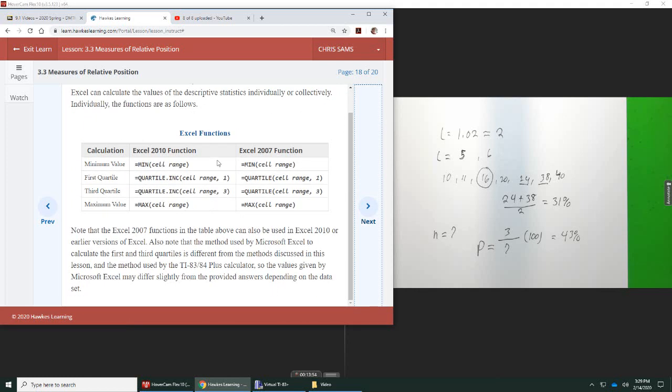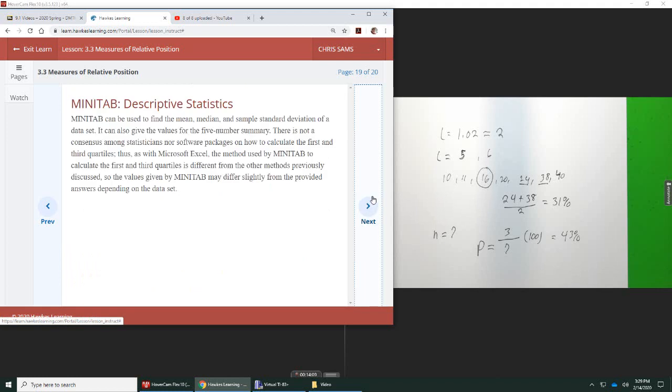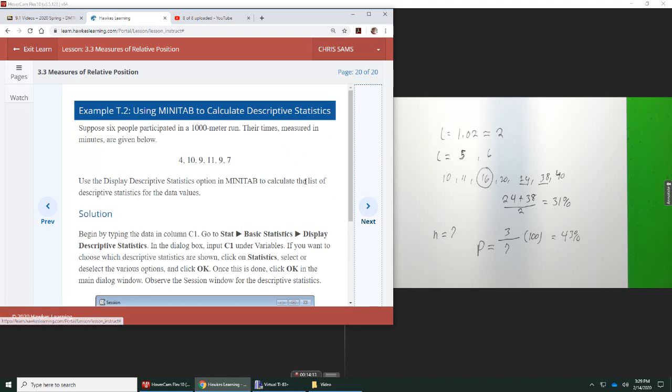Here's some other functions that they will allow you to do. These I haven't really used because I can do everything that we need without them, but if you use Excel, you can do these in Excel. But I'm going to show you with the calculator. And then you can do this in Minitab. So there's a lot of programs that can help you do this. Okay, let's go to HOG.